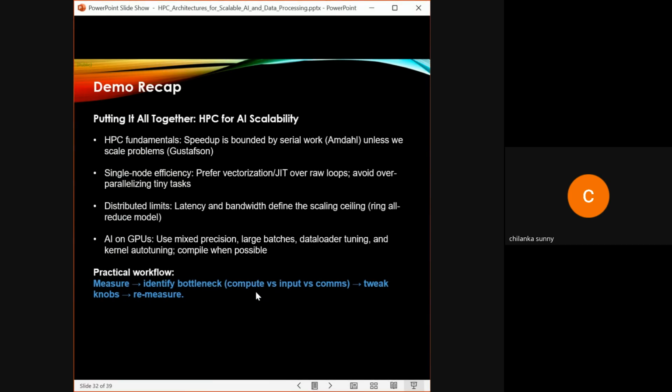So the practical workflow is we first have a setup done. Then we measure. Then we identify the bottleneck. Then we tweak each of the knobs, remeasure, and reiterate. So that is the practical workflow when we use HPC for AI workloads.